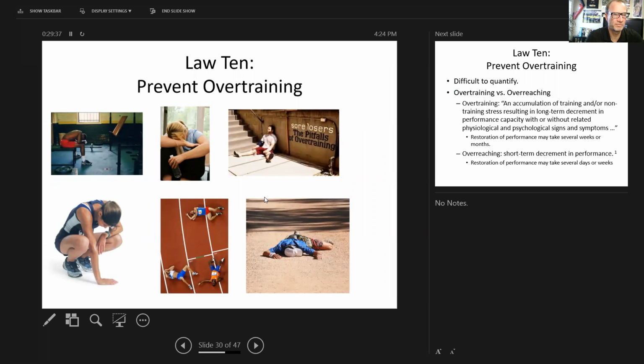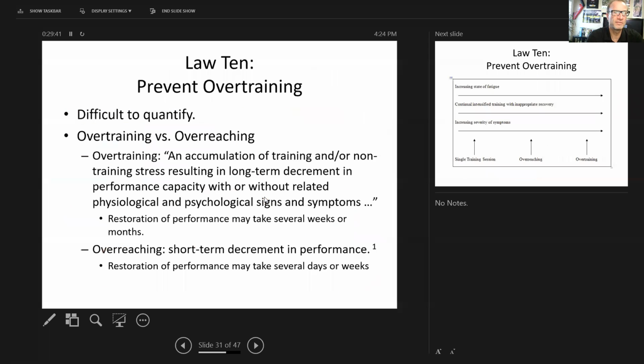Law 10, prevent overtraining. You do not want to get overtrained. It's difficult to quantify overtraining. There is a sense of overreaching, which is what you often want to do in a training program, but you don't want to overreach so much and so frequently that you're going to get to an overtraining response.